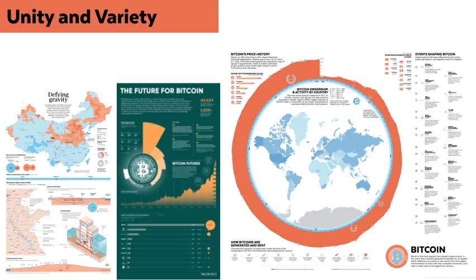I have created unity and variety within my infographic through emulating certain attributes of my displays after those found in my visual language and color models. My visual language model has different elements separated by white space.